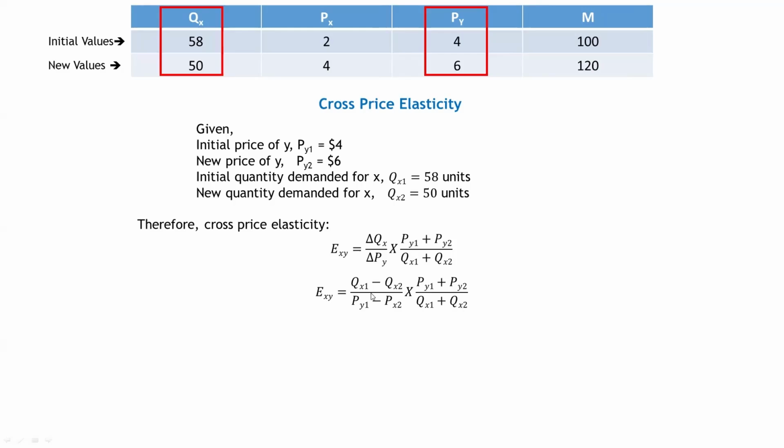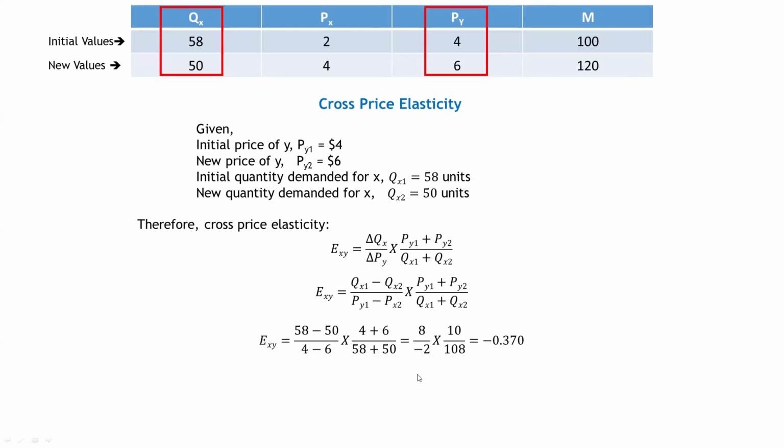As like earlier, if we put initial value of quantity demanded for X, QX1 first, we must put initial price of Y, PY1 first. Now, setting the values of prices and quantities in the formula, we get EXY equals 58 minus 50 divided by 4 minus 6 multiplied by 4 plus 6 divided by 58 plus 50. After performing necessary calculations, we get cross-price elasticity EXY equals minus 0.370.